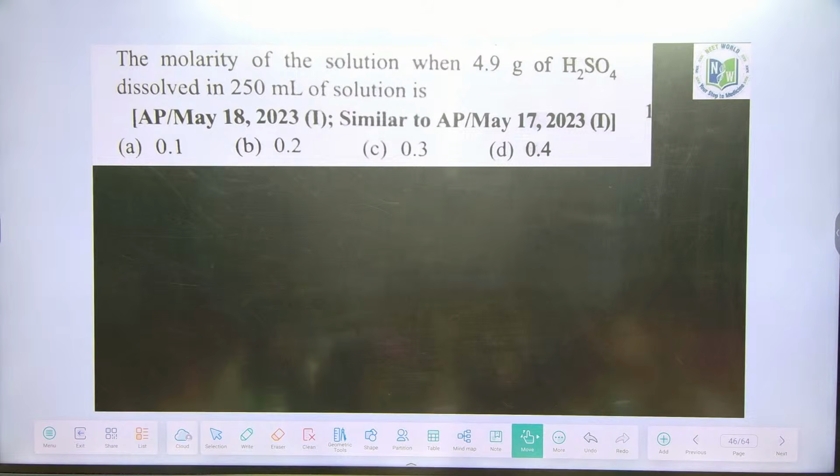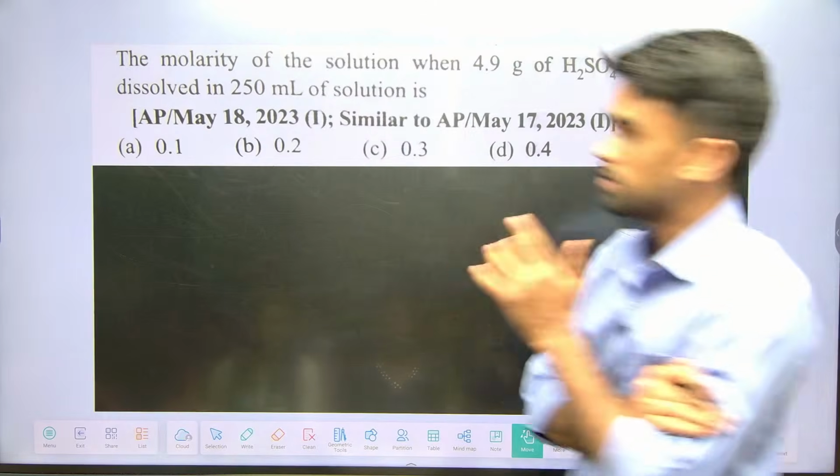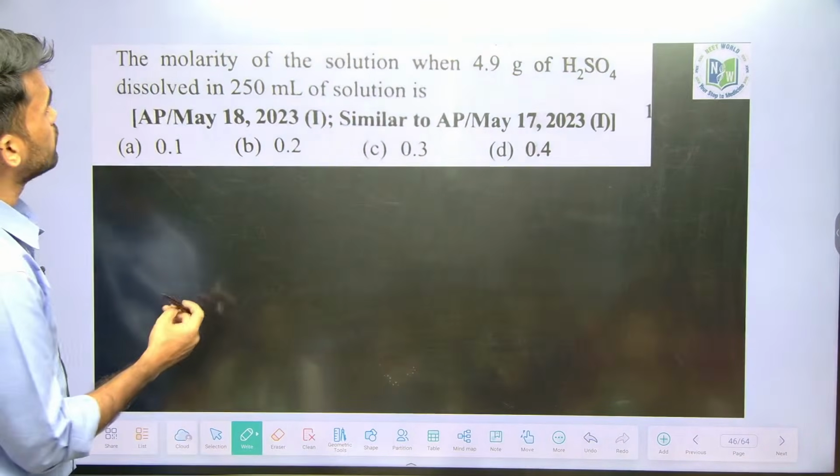Again, from concentration terms, definitely one question will be there in your final EAPCET exam. Without concentration terms, there will not be any question paper. That much important it is. So tell me, how can we do this?